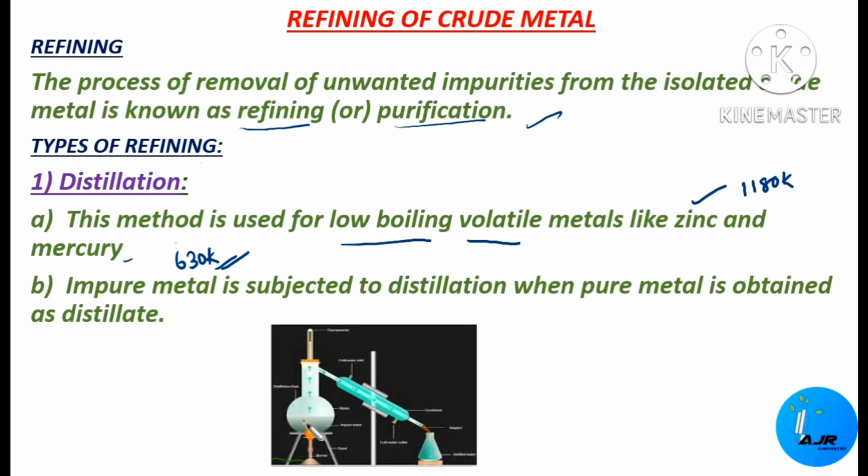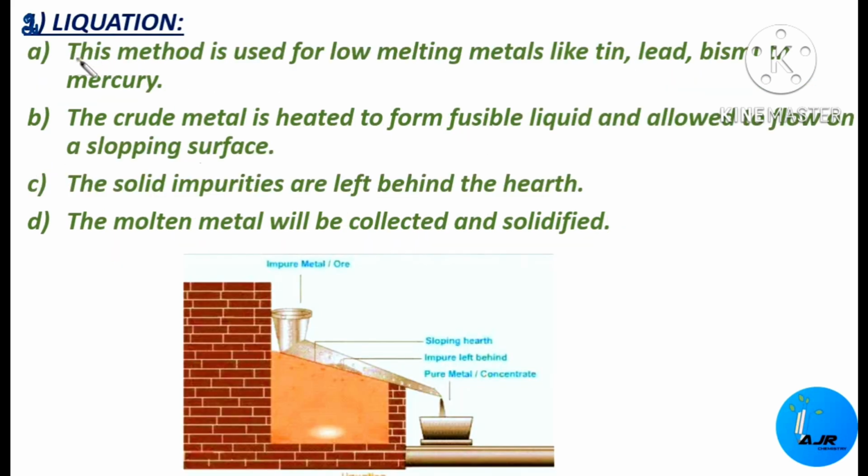Then after a long time only the impure metals will be coming out. Understood? So before that we will be collecting the pure metal. So in this method the impure metal is heated to evaporate and the vapors are condensed to get the pure metal as distillate. This is how the distillation process is carried out for refining the crude metal. Understood? Let us see the next methodology, that is liquation.